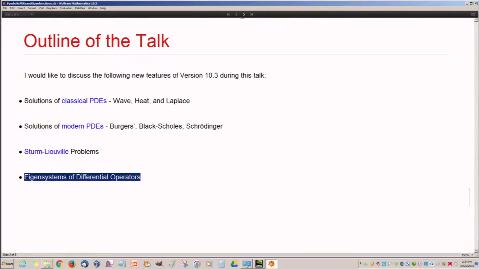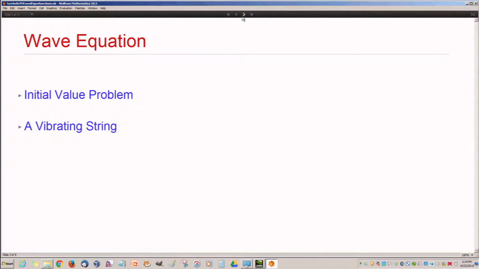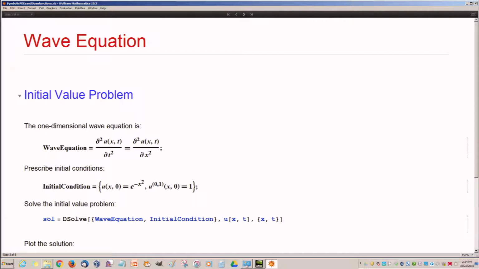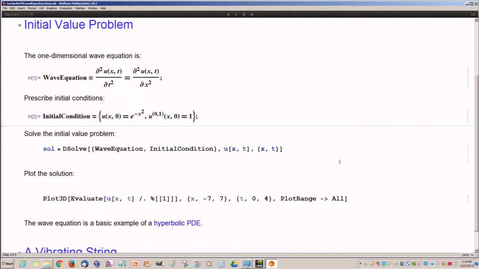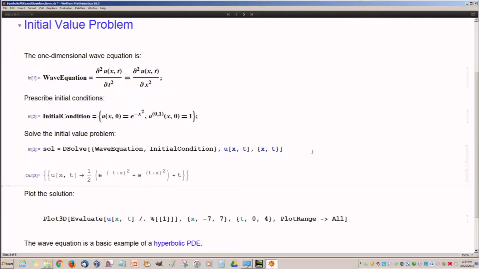Let's begin with the wave equation. That's the first classical PDE. Very simple PDE. So here's the problem. You want to solve the equation, which I've stated over here, the wave equation. It just says the second partial with respect to time of a function is equal to the second partial with respect to x. To solve it, you give some initial condition. So you think of giving a pulse of some kind. You give the pulse over here. And then after that, you call DSolve, and that's a pretty simple equation to solve.